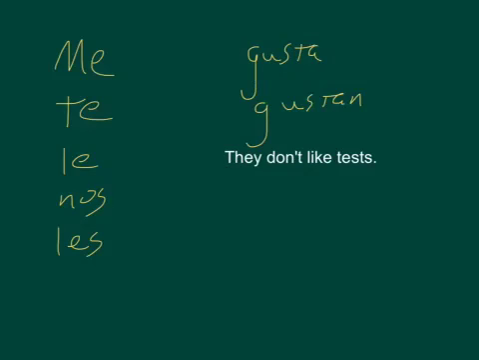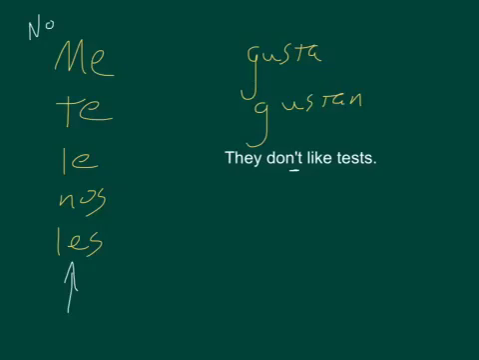Okay, this one's a little bit trickier because we add don't. So it's not that they like tests, they don't like tests. And so if you remember when we were talking about AR verbs, if you want to say you don't do something, you just add no in front of the verb. In this case, we're going to add the no in front of the verb. Okay, so if we want to say I don't like, it would be no me gusta.